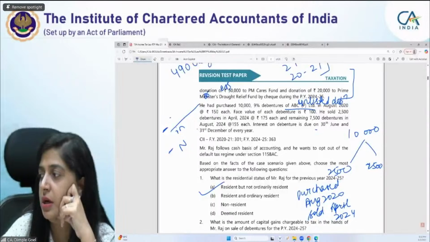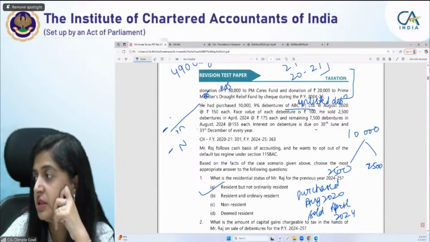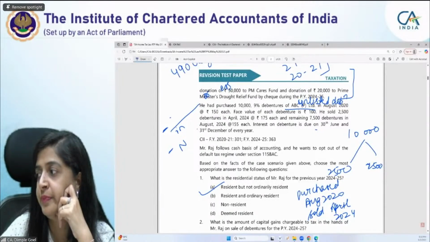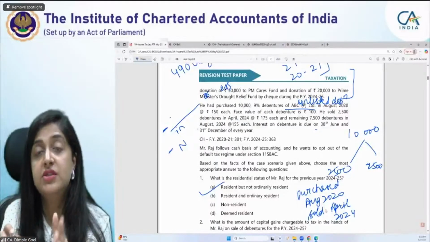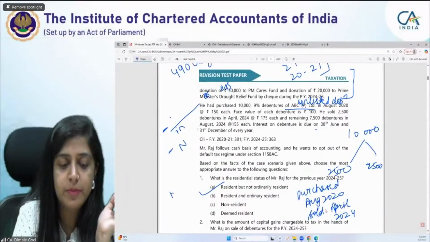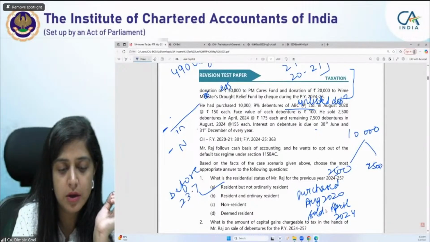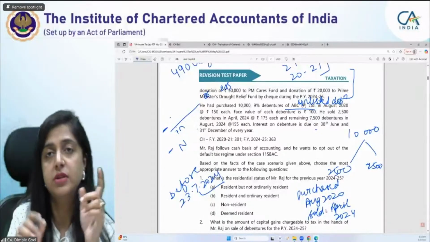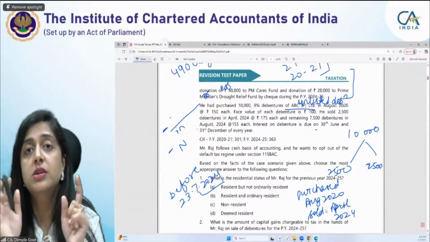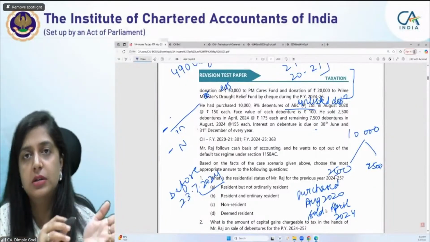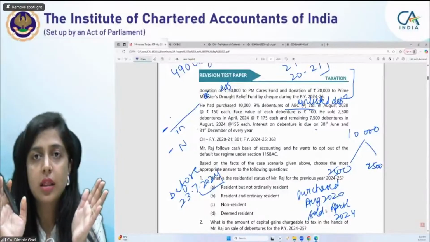Yes, Harshda said correctly. It's 36 months. Because first you have to see this transfer took place before 23rd July. If you see before 23rd July, there were 3 periods of holding: 12 months, 24 months, and 36 months. In case of unlisted securities other than shares, the period of holding is 36 months.